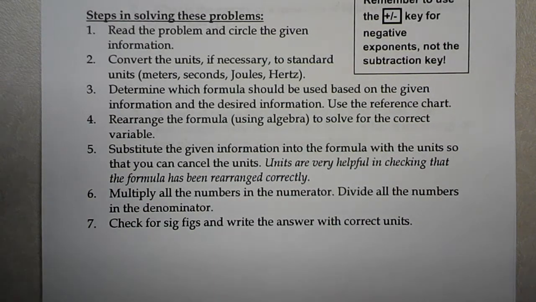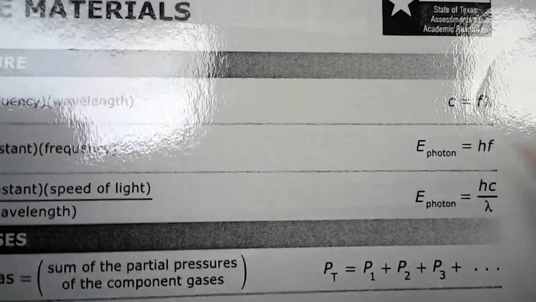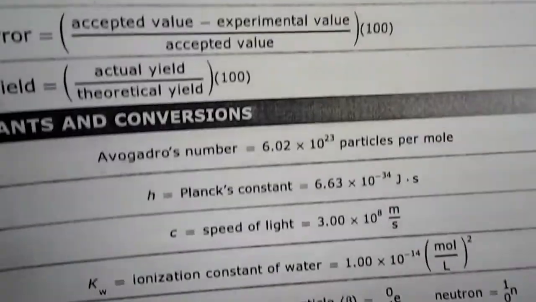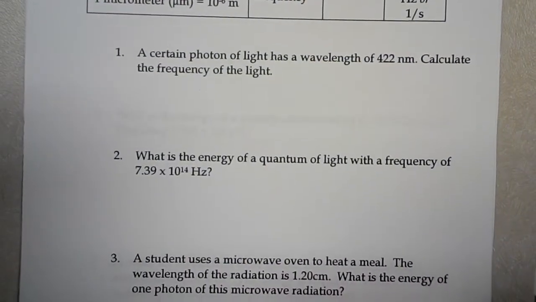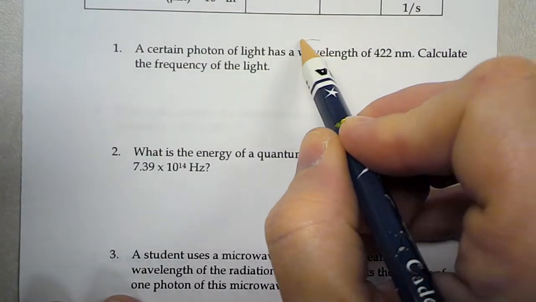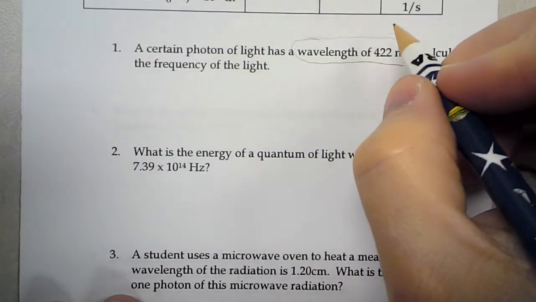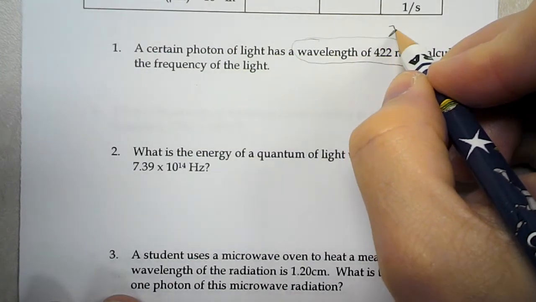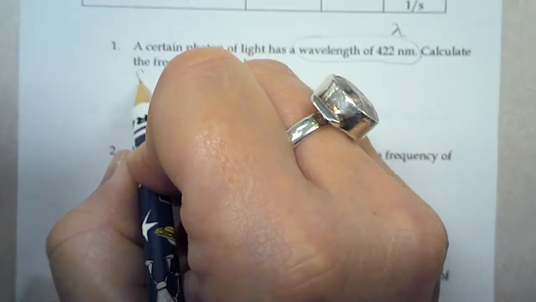If you use these steps, it becomes very easy to make sure you get every problem correct. You may want to have your reference chart available, because these formulas are on the back of your reference chart, and it helps to have the information about Planck's constant and the speed of light from your reference chart. So now we'll start. We did number one together in class, and we noticed that there's a wavelength here of 422 nanometers. It's important to label from English into whatever the term or symbol is that you're using. This is talking about wavelength, and they want to know frequency.